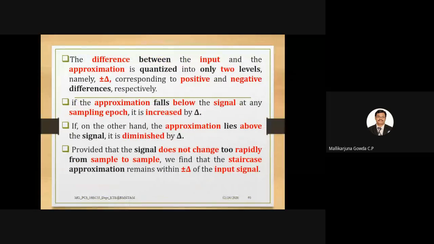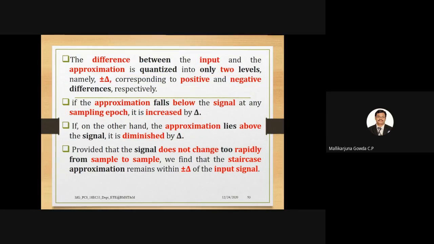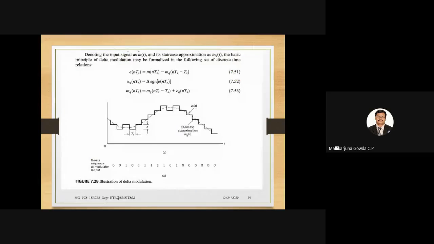As I said, the difference between the input and the approximation will be quantized with only 2 levels, that is either plus delta or minus delta. That depends on whether it is a positive or negative difference. If it is a positive difference, it will be increased by delta. If it is negative, it will be decremented by delta. That is what I was discussing here with the example.